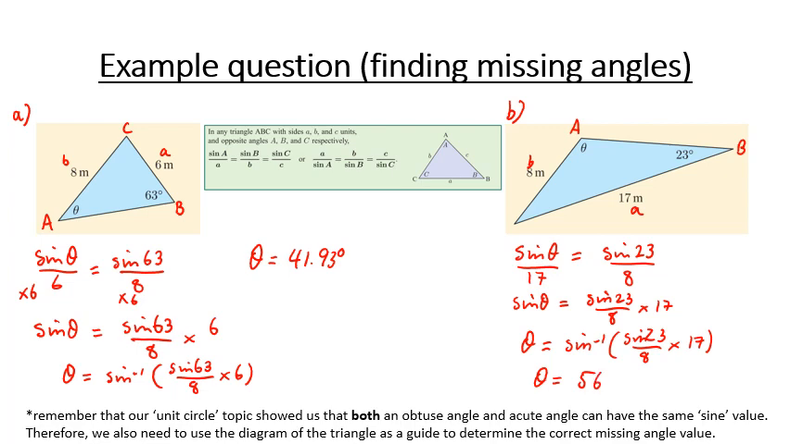Now, just by looking at that, we know that 56 is incorrect. But we also know that obtuse angles and acute angles using sine can have the same value. So therefore, theta must equal 180 take 56, and that gives us an angle of 124 degrees.